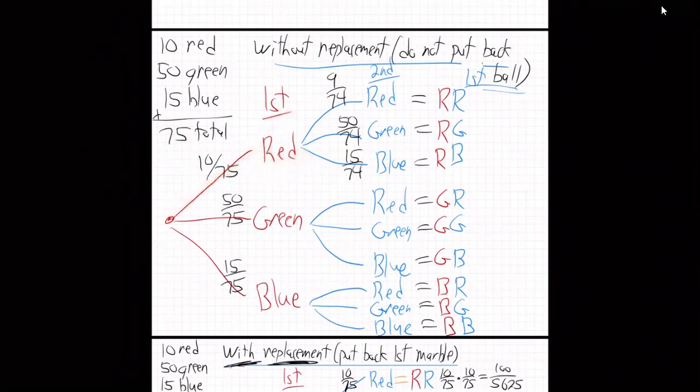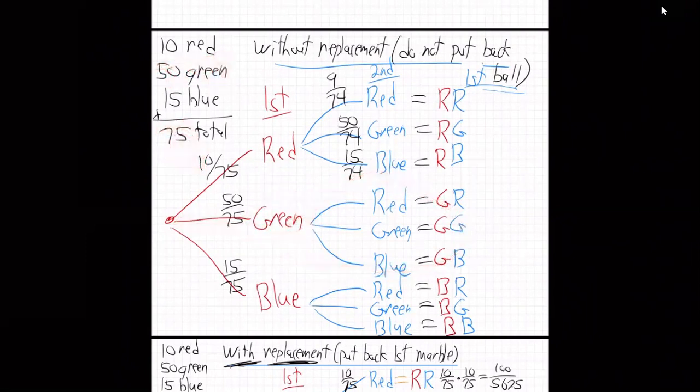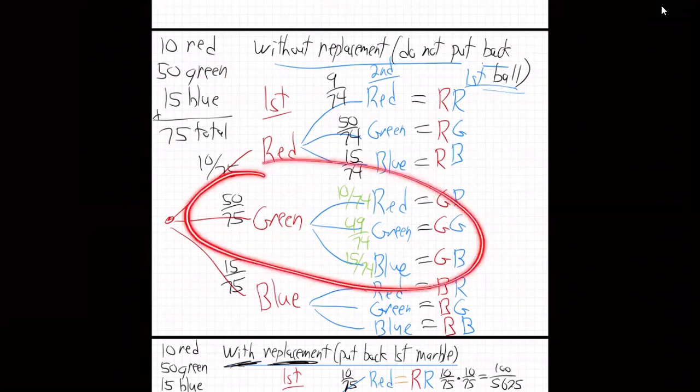Now coming down to the next one, down here in the middle section, we got green out the first time. So if you got a green out, there's only 49 green left. Again, only 74 marbles in the urn. So the chance of green is going to be 49 over 74. Whereas the red, there's all 10 red marbles left still, 10 out of 74, and all 15 blue, 15 out of 74. Does that make sense? When you reach in the second time, if you're in the middle section, that means you got green out the first time. So there's one less green marble. All the same red and blue are still in there out of 74 marbles that are left.